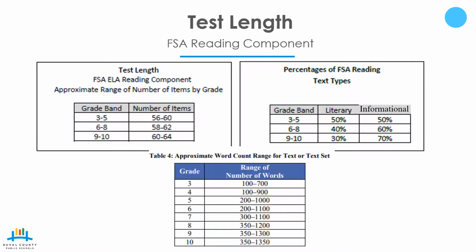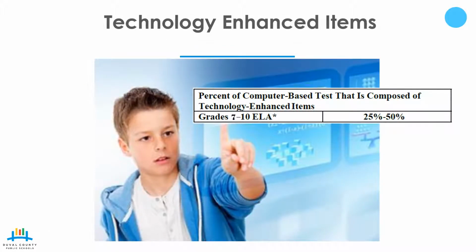As you can see here, the number of items, the percentage of text types, and the number of words that your child will be required to read will vary by grade level. It is important to note that if your child is in 6th grade, they will still be required to take a paper-based FSA test. However, if they're in grades 7 through 10, they'll be taking their test on the computer, which means they'll be navigating several technologically enhanced items, which may comprise 25 to 50% of the test.